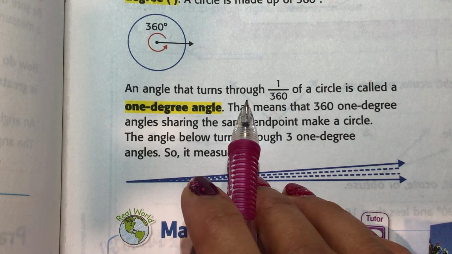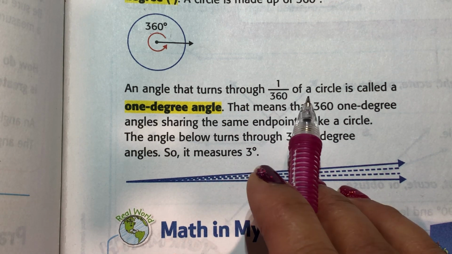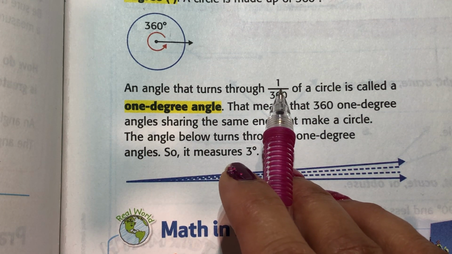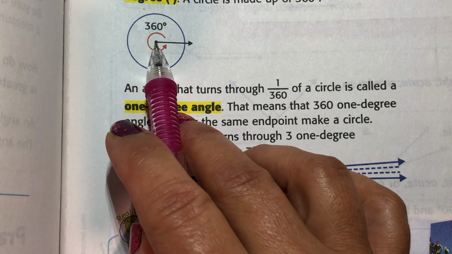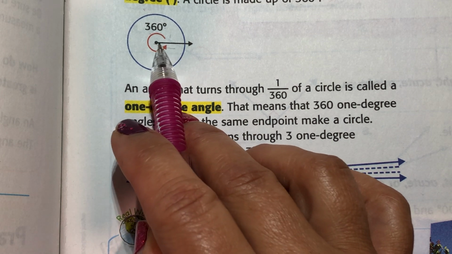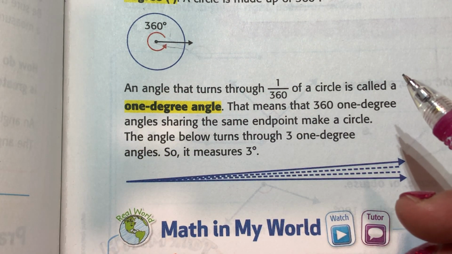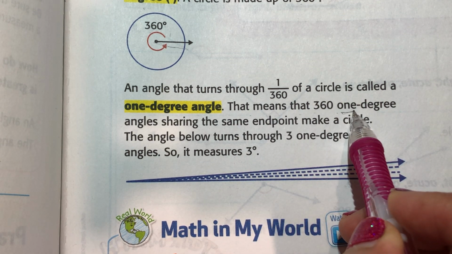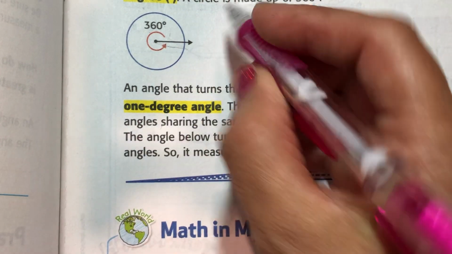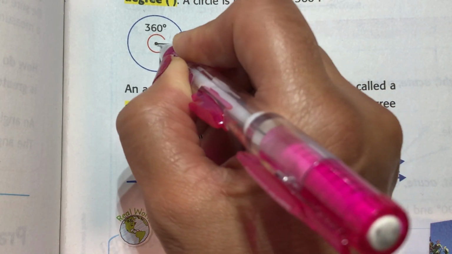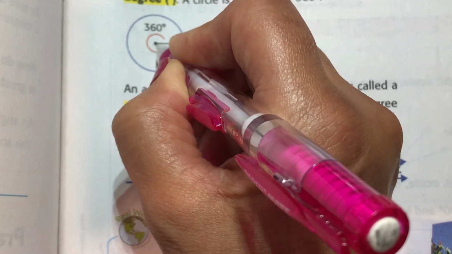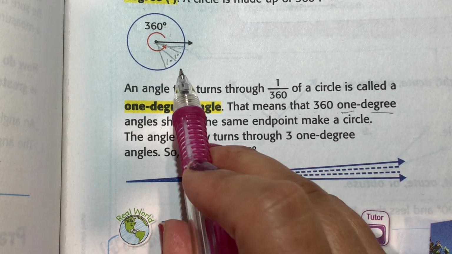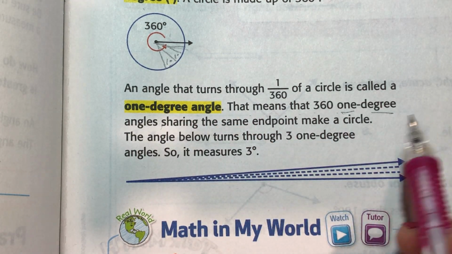An angle that turns through 1/360 of a circle is called a 1 degree angle. So that means it's like moving this and measuring one teeny tiny angle. Okay, that means that 360 1 degree angles. So it's like putting 360 teeny tiny little angles that each measure 1 degree. Okay, so visualize that. Probably a lot smaller than that.